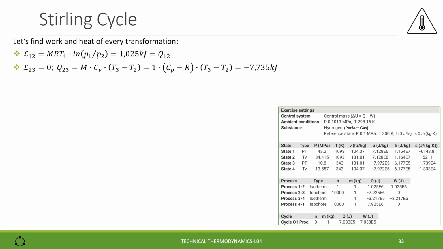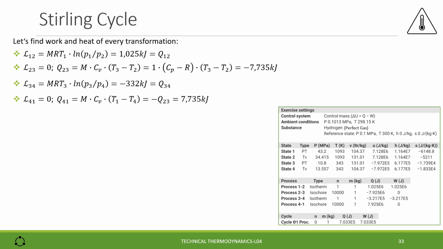The heat is the product of the mass, the specific heat at constant volume and the temperature difference, we find negative 7,735 kJ. The work over the transformation 3-4 is still isothermal, so we can use the formula seen above, finding negative 332 kJ, and this is also equal to the heat.